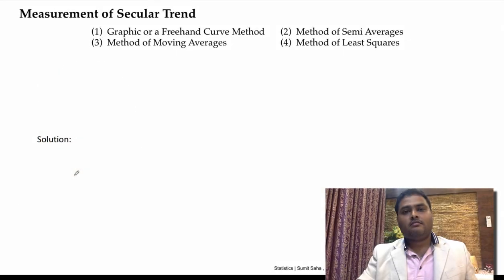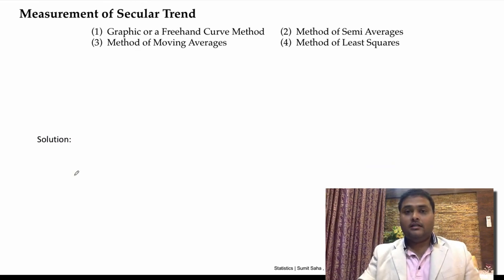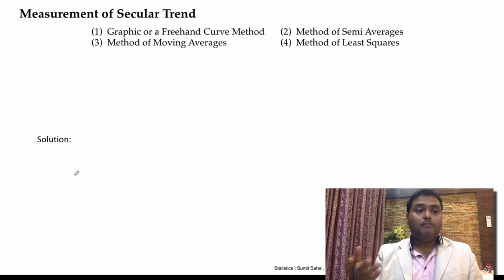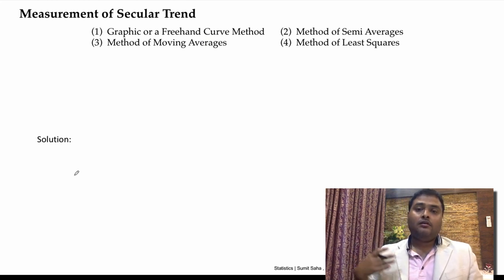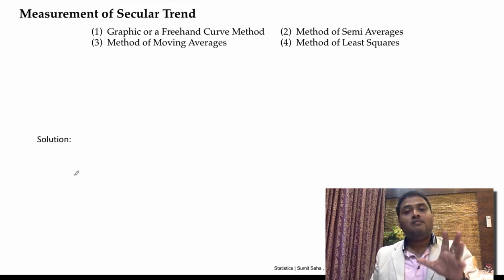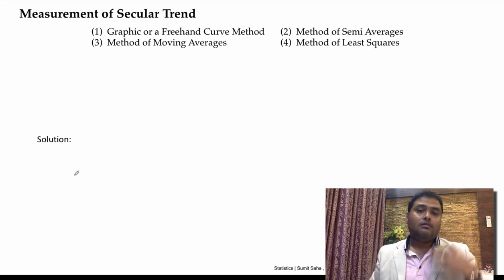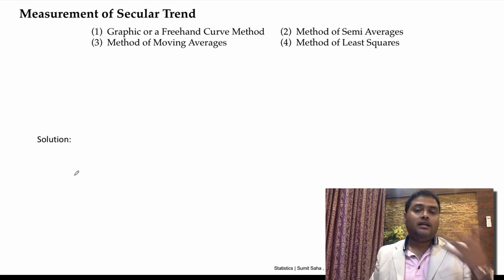Consider the secular trend. As I said, the secular trend is nothing but the long-term analysis, the long-term impact. It may be on sales, it may be on production, and it may be on anything. In fact, using this secular trend method, we can predict the long-term sales, long-term profit, long-term business, long-term productivity, and so on and so forth.